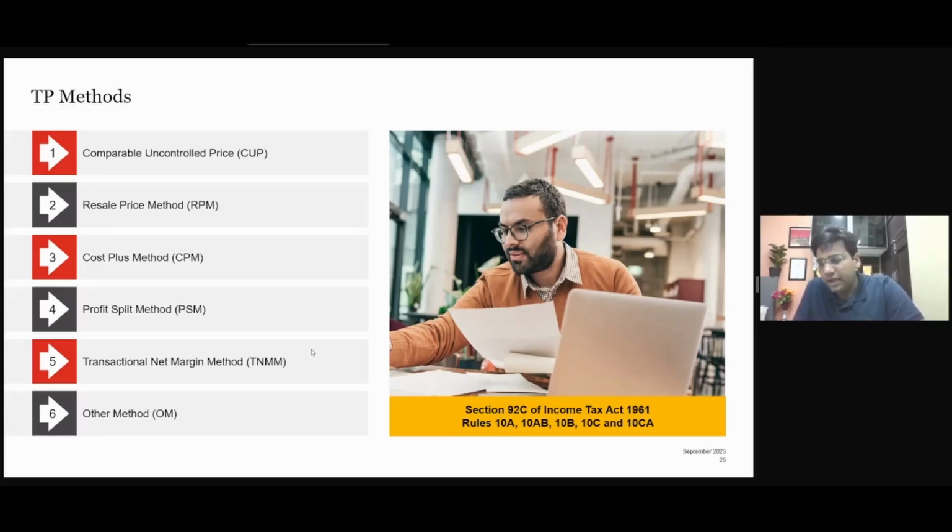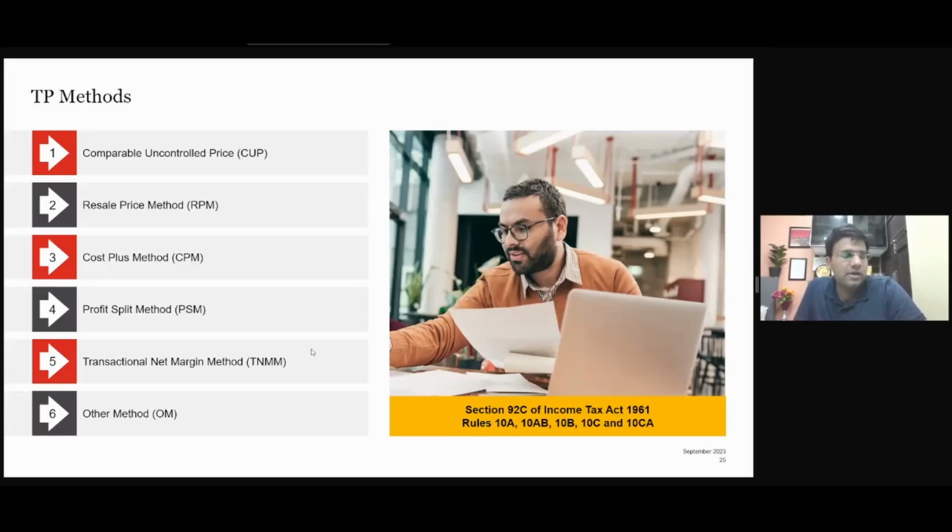If I am entering into a transaction and I can find a similar transaction, say I'm selling goods to my associated enterprise, say I'm selling shoes to my associated enterprise under the trading model, and I can see that there are numerous players in the market selling the same category of shoes, I can find the comparable price under uncontrolled circumstances. What is the price at which my counterparts are charging?